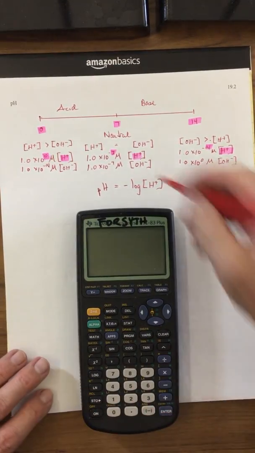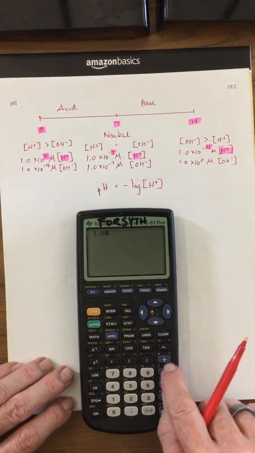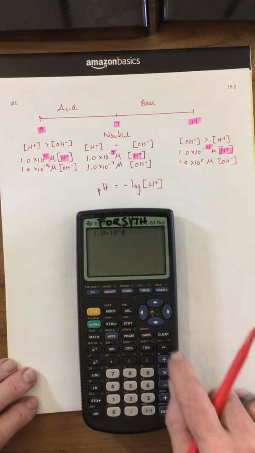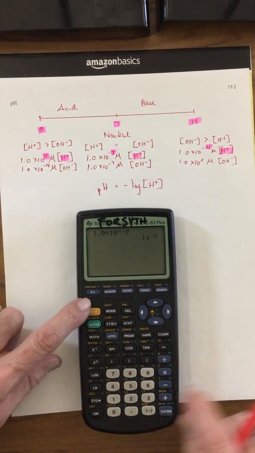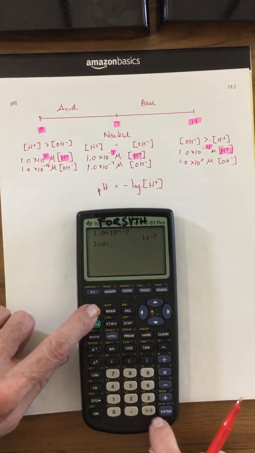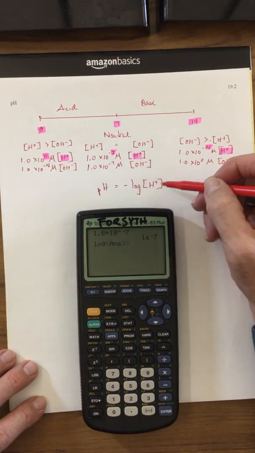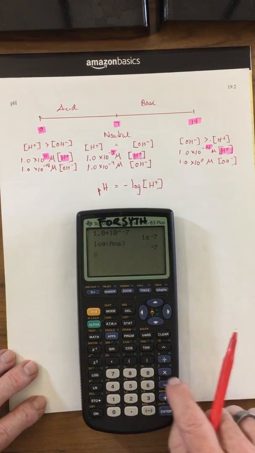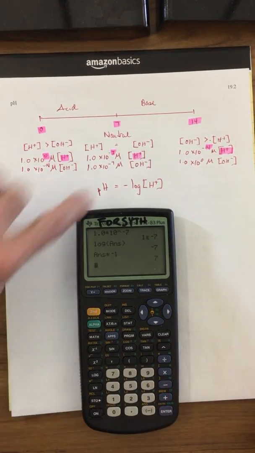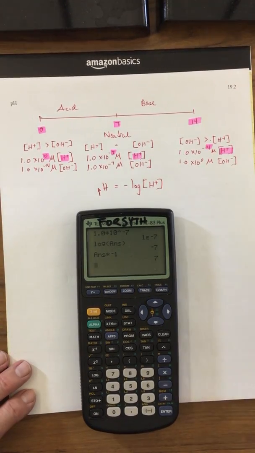So for example, let's go to my neutral. Let's say I have 1.0 times 10 to the minus 7. If I take the log of my concentration, notice I get negative 7, but if I multiply that by a negative 1, because it's a negative, I have a pH of 7.